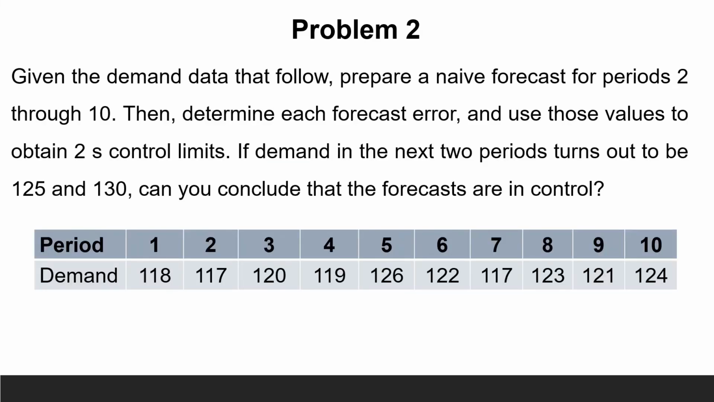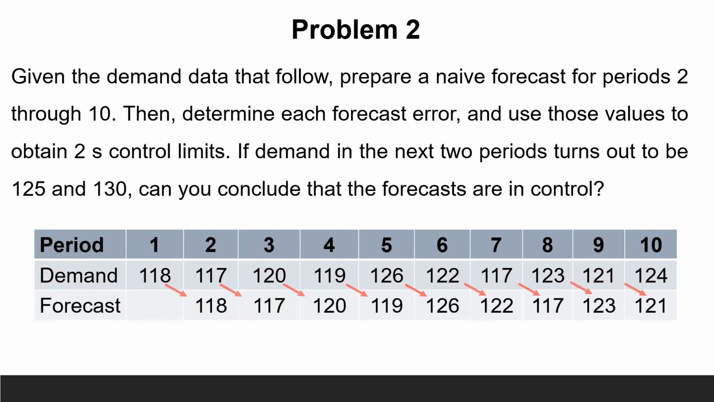The second problem. Given the demand data that follow, prepare a naive forecast for periods 2 through 10. Then, determine each forecast error, and use those values to obtain 2s control limits. If demand in the next two periods turns out to be 125 and 130, can you conclude that the forecasts are in control? As you know, the naive forecast for a certain period equals the actual demand of the previous one. So, the naive forecast for periods from 2 to 10 is shown in this table.